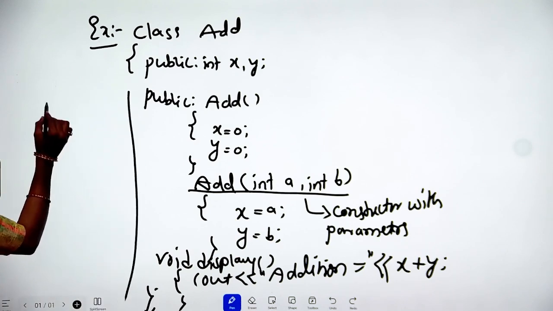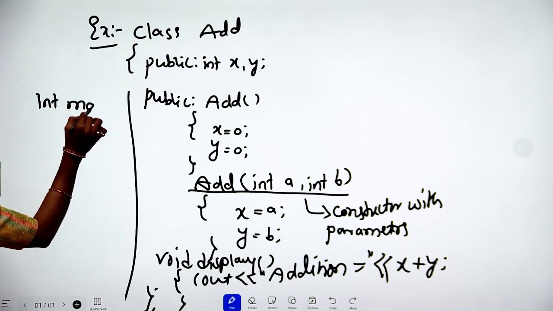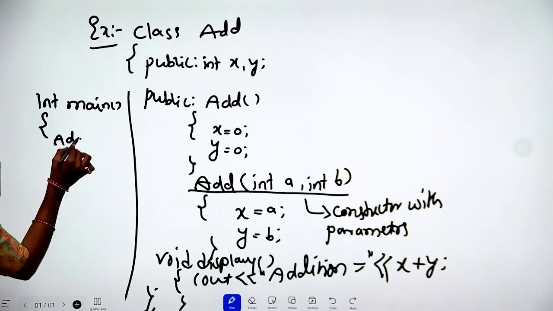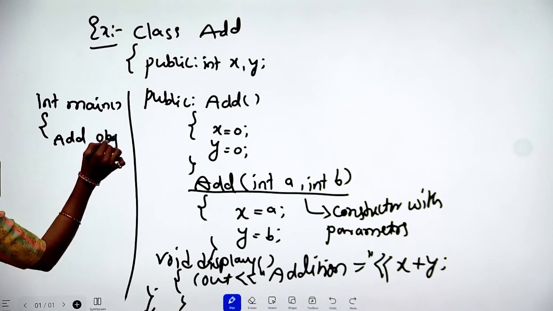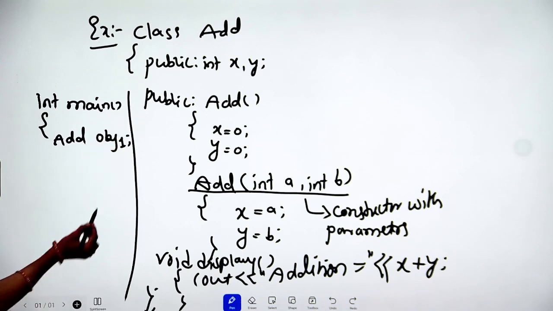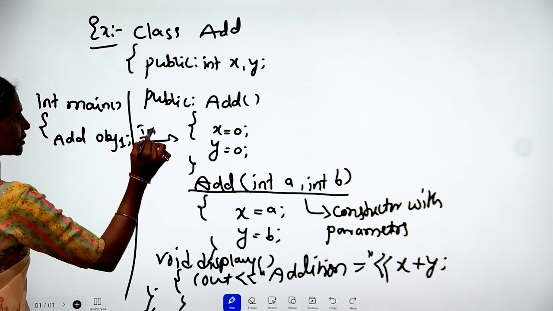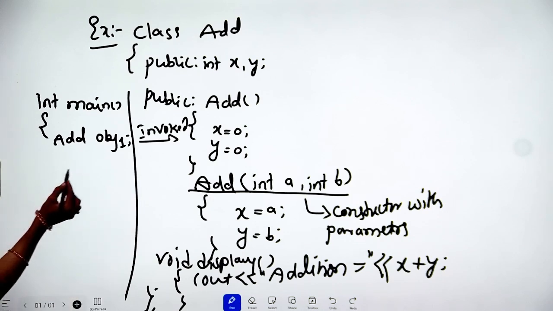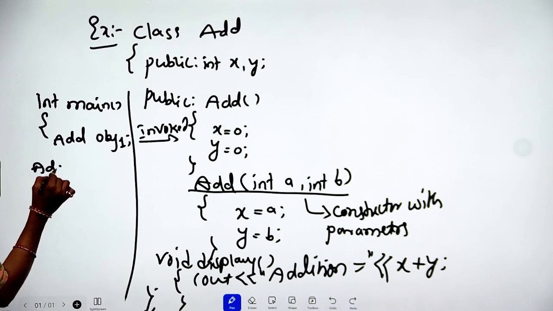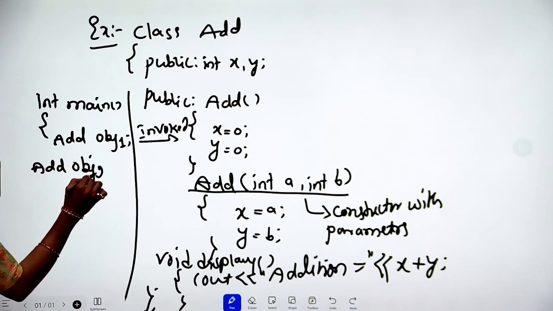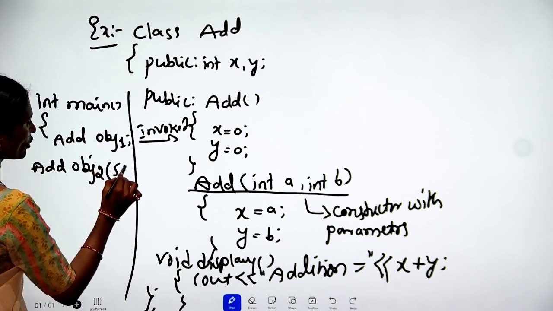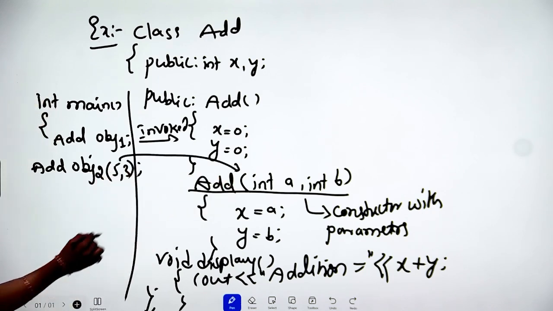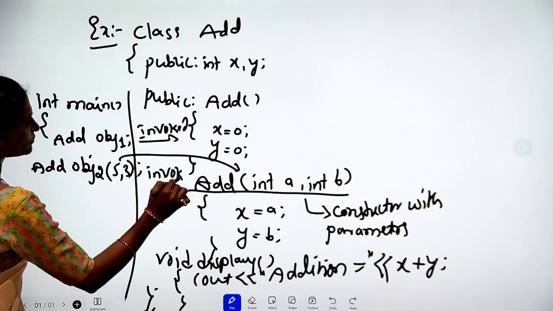Let's write the main. The name of the class is the same. I create object 1, and what will happen? The default constructor is invoked and initializes the values with 0. Now I create one more object, object 2, and I pass the elements 5, 3. So with 5, 3, the parameterized constructor is invoked.